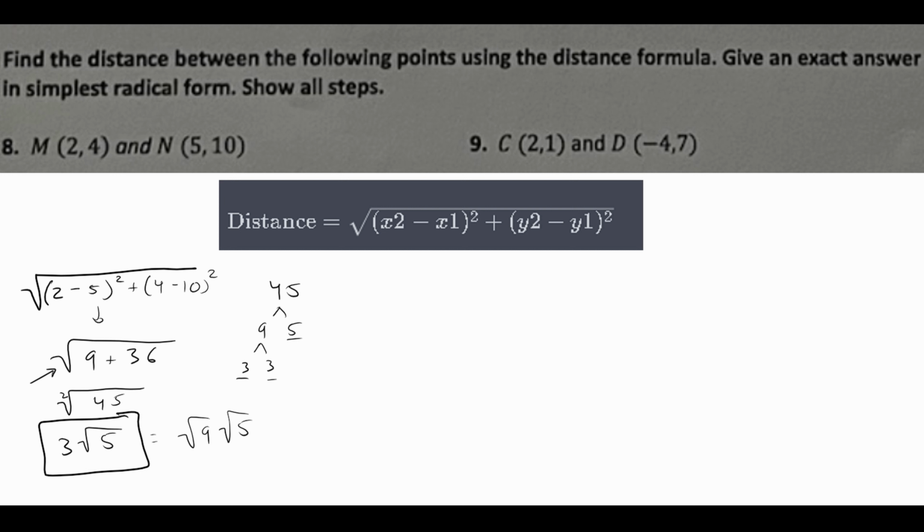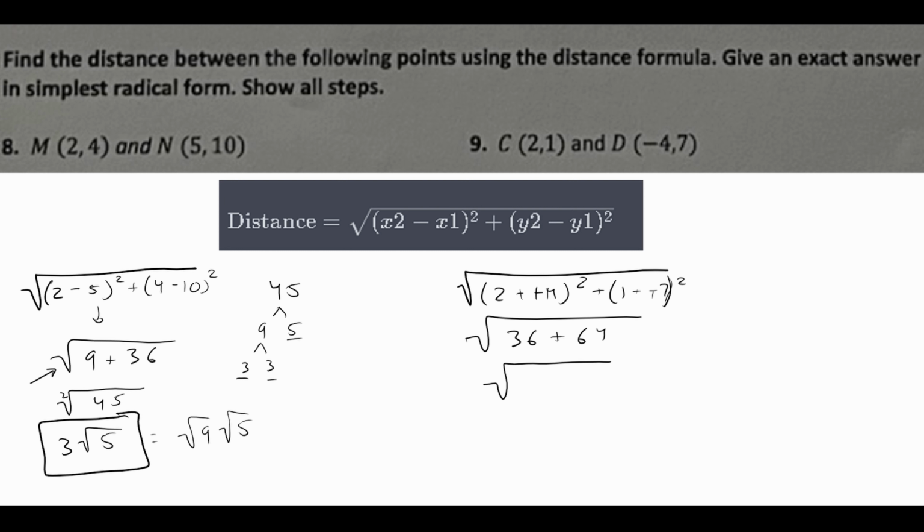Let's do number 9. In this one, we have the square root, and then inside of here, we're going to have our 2 minus a negative 4 squared plus our y2, which is just going to be 1 minus a negative 7, and this is squared. So we have the square root of, we're going to turn this into a positive and turn this into a positive as well. And if we do that, we are going to have 6 squared, which is 36, plus, this should be in parentheses, 8 squared, and 8 squared is just going to be 64. So we're essentially going to have the square root of 100 inside of here.